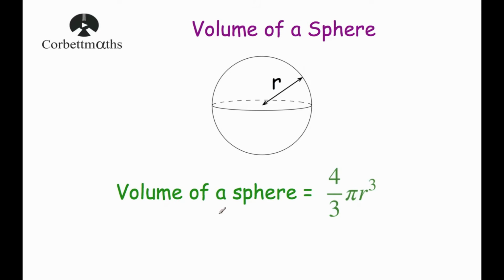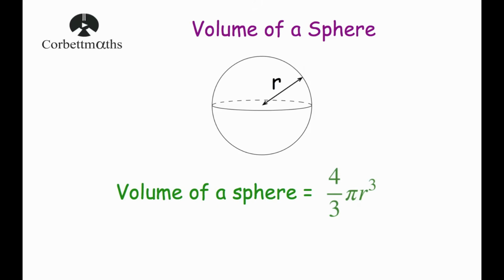So the volume of a sphere is found by the formula 4/3 pi r cubed. In other words, you find the radius of the sphere, you cube it, you multiply it by pi, and then you find 4/3 of it, and that will give you the volume of a sphere. Okay, so let's have a look at our first question.